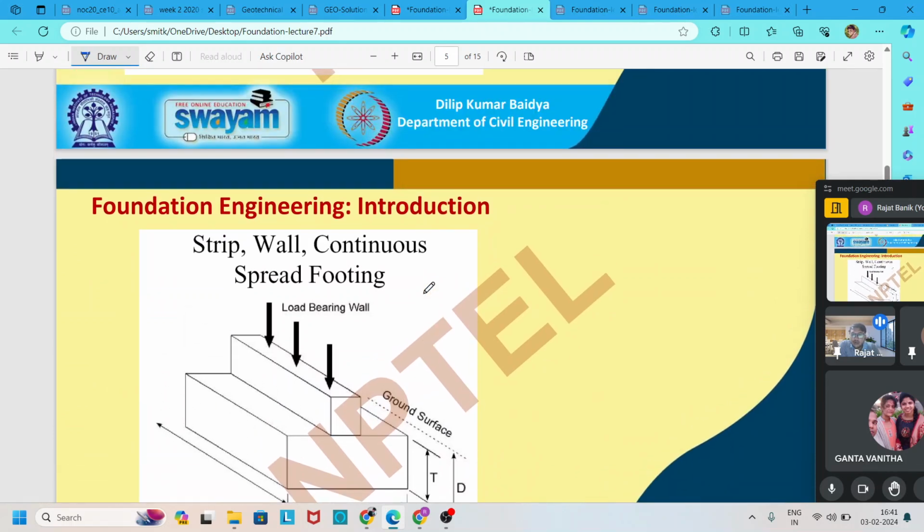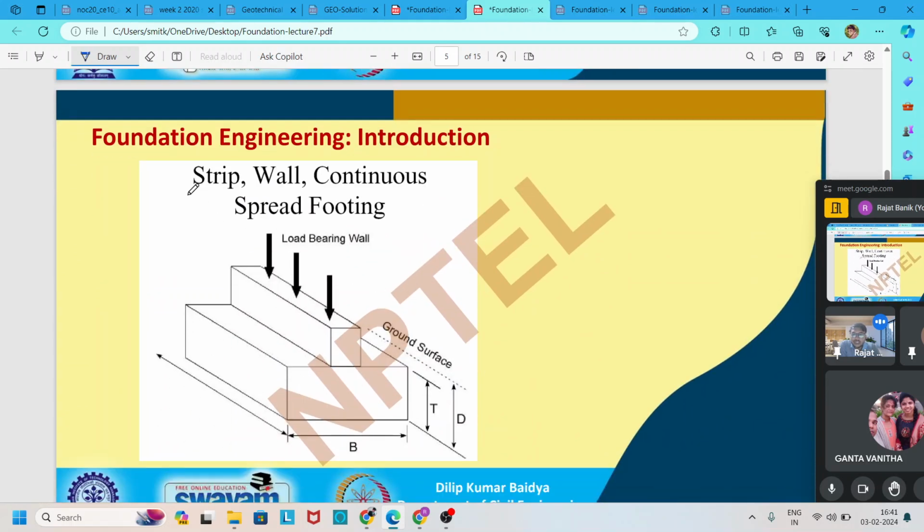Then there is another type of foundation, which is called strip foundation, where the length of the foundation is much greater than the width of the foundation. You should remember that in a strip foundation, or wall-type foundation, or you can say continuous spread footing, the length of the foundation should be greater than the width. This type of foundation is called strip foundation.